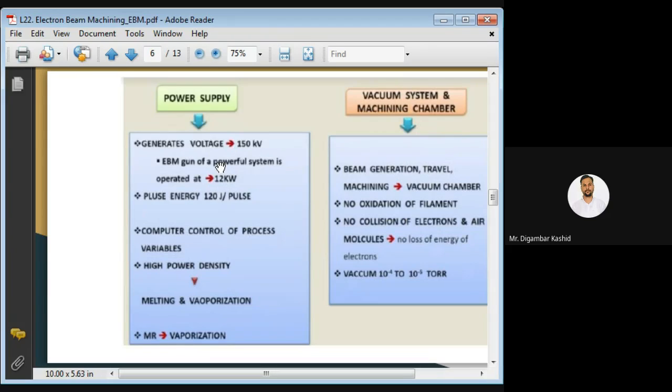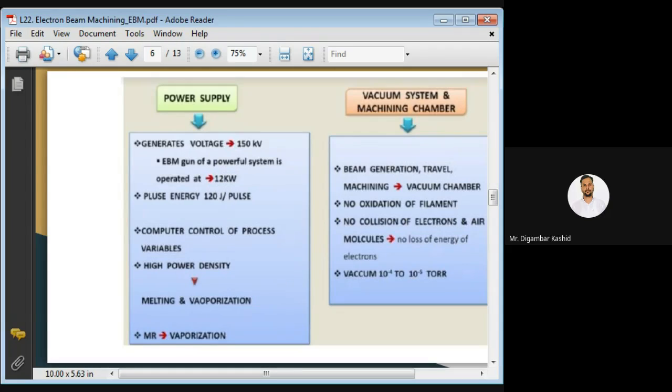This electron beam machining gun is a powerful system. It is operated at 12 kilowatts. Pulse energy as high as 120 joules per pulse can be generated from this electron beam machining gun. Computer control of the process variables is possible, so all these parameters are controlled by the computer control system.